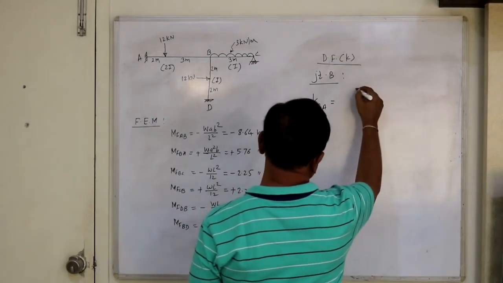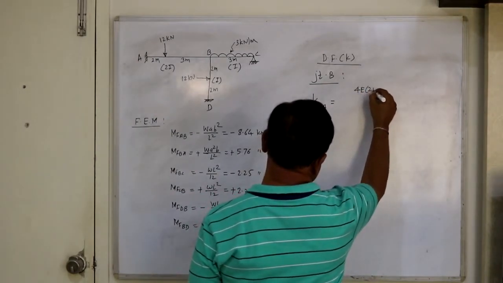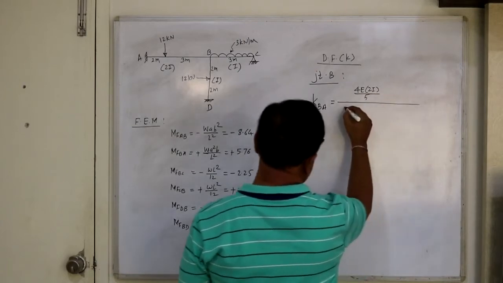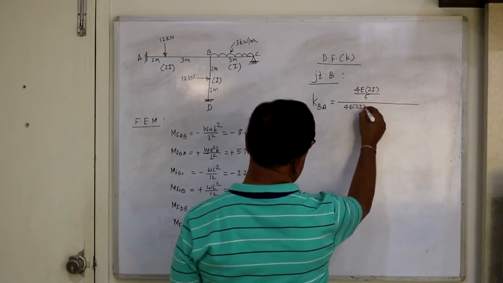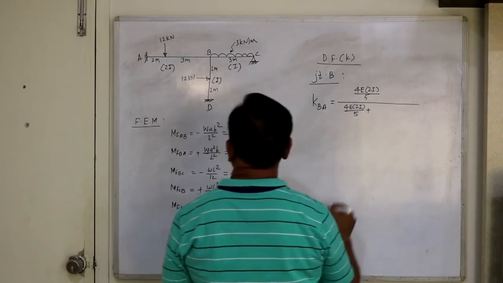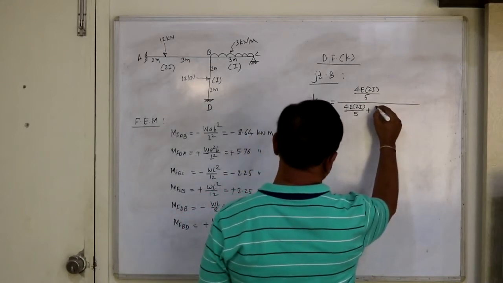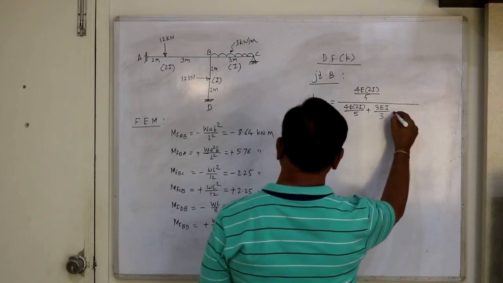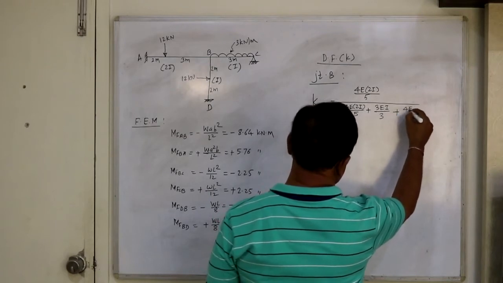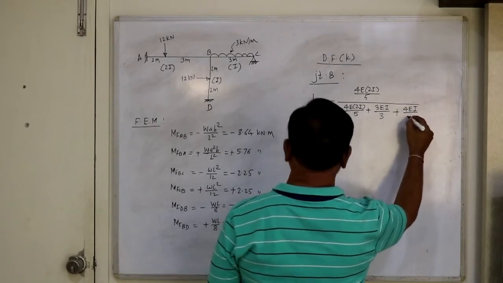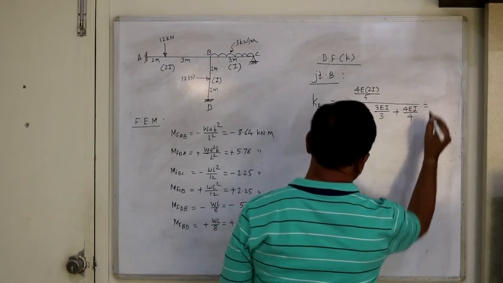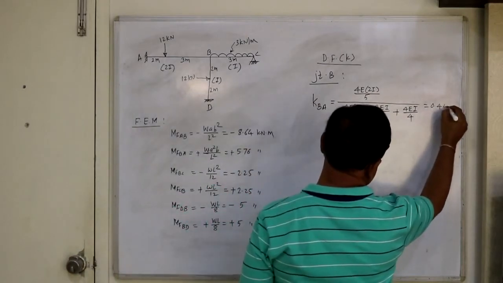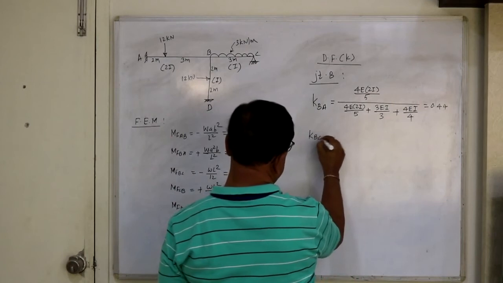So stiffness of BA, A is fixed. So 4EI by L, where I is 2I and L is 5, divided by the total: 4 times 2I by 5, plus stiffness of BC, C is hinge, 3EI, where I is I, divided by 3, plus 4EI divided by 4. Now you find out this. So KBA comes out to be 0.44.